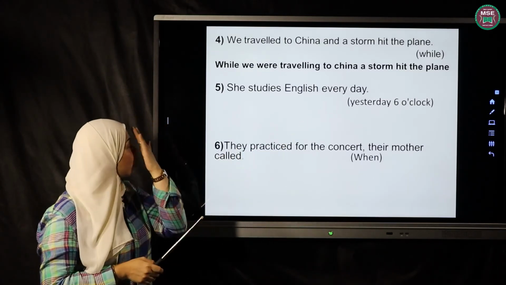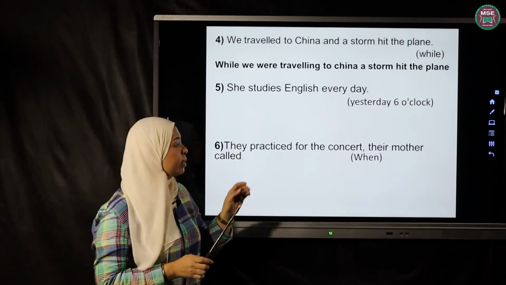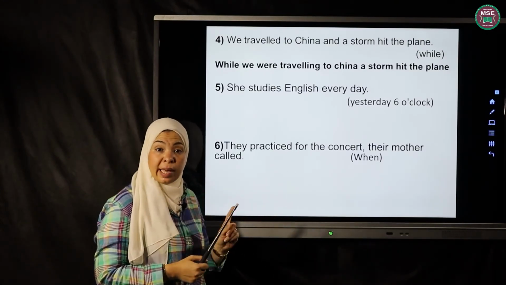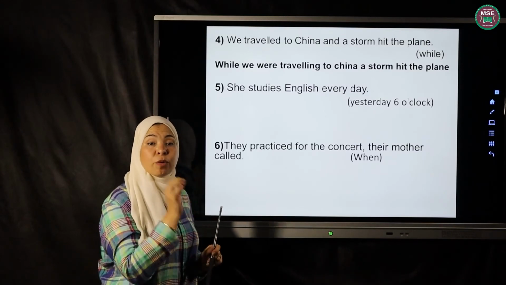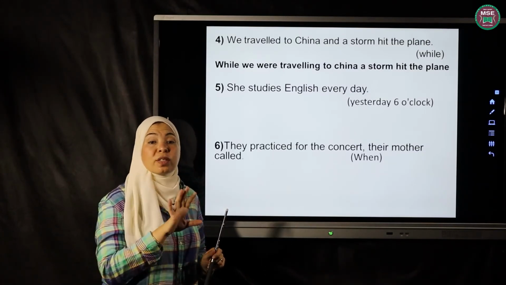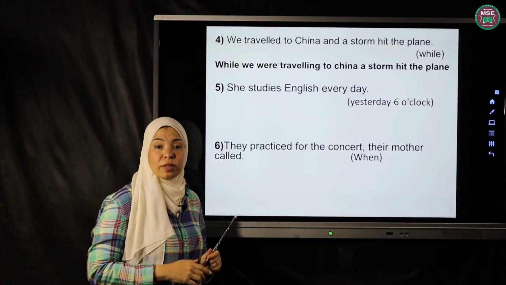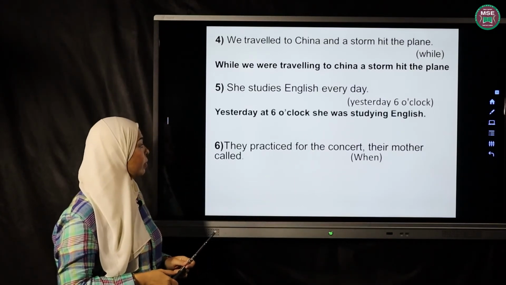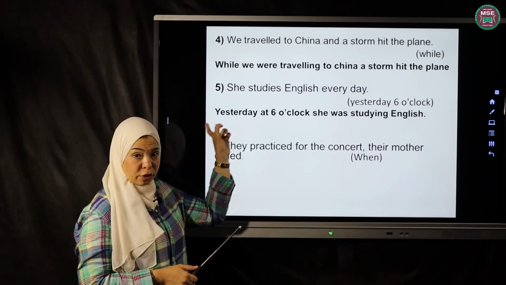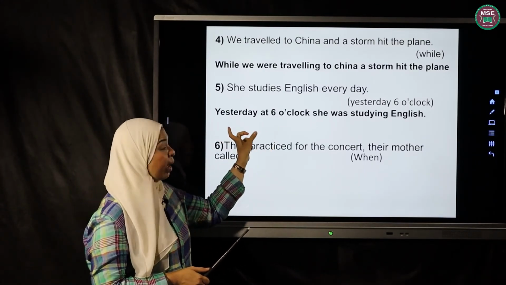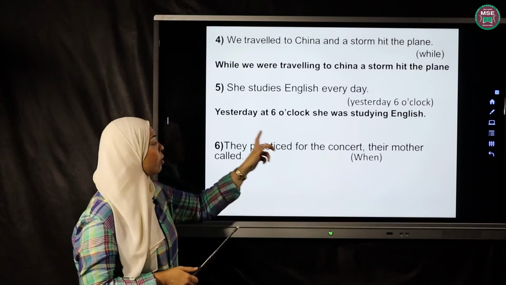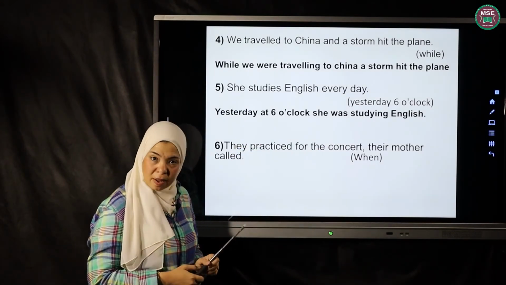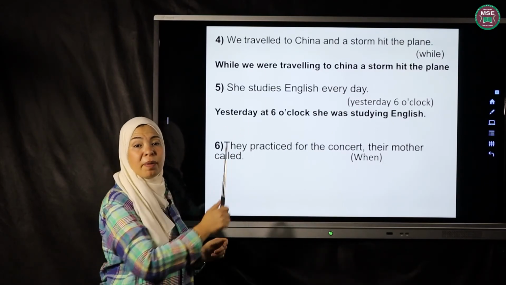Number 5. She studies English every day. The same using yesterday, 6 o'clock. Not only yesterday. If I give you yesterday, this will be past simple. But I give you a specific time in the past, which is the difference between past simple and past continuous. Okay, yesterday 6 o'clock. Yesterday at 6 o'clock, I started with this phrase, or I can put it at the end of the sentence, it doesn't matter. She was studying English. Okay, this is past continuous because yesterday plus a specific time is in the past.